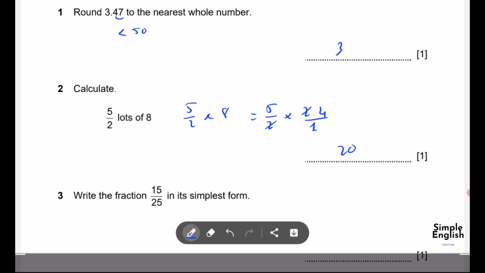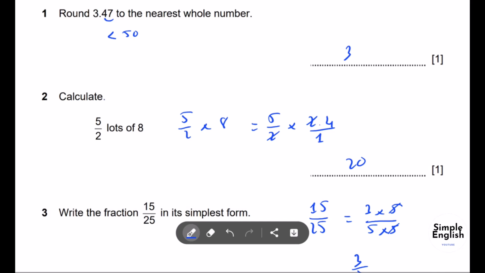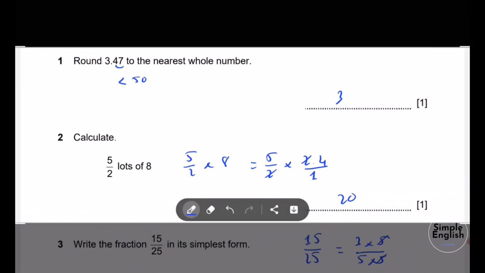So number 3, write the fraction 15 over 25 in its simplest form. So we rewrite the fraction: 15 over 25 is equal to 3 times 5 over 5 times 5. So we remove the 5s. So that must be 3 over 5. So 3 over 5 is the answer.